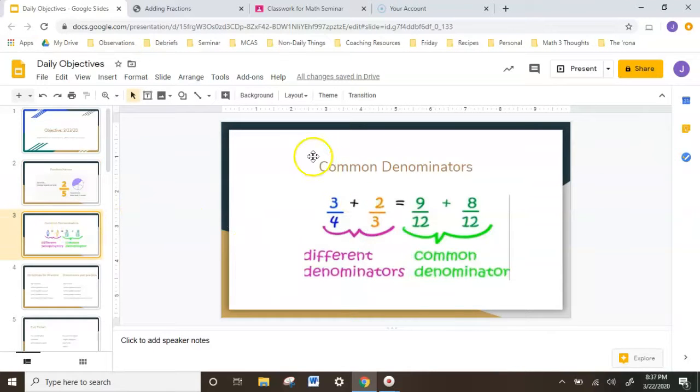The second term is common denominator. Here are different denominators. Here are common denominators. Think, how are they the same? Like, what makes these common and these different? Good. What you should have noticed here is that looking at the denominators, which is the bottom part of the fraction, these two were different numbers. These here were the same, 12. That makes them common. Excellent.